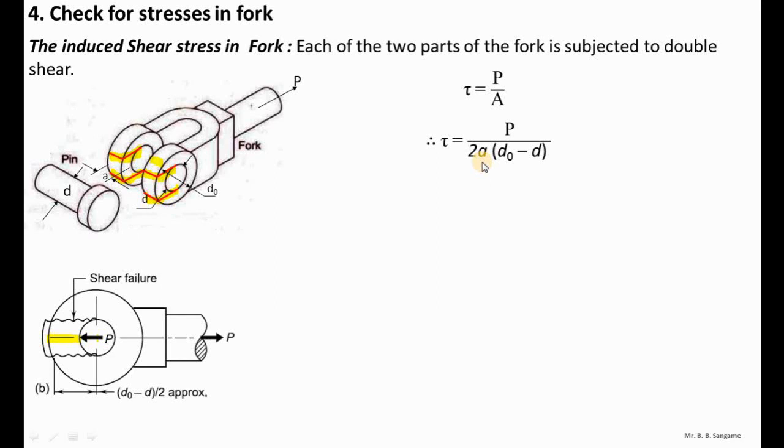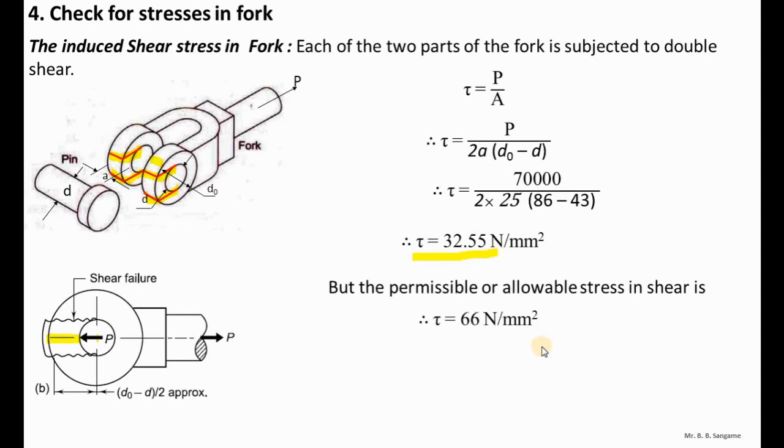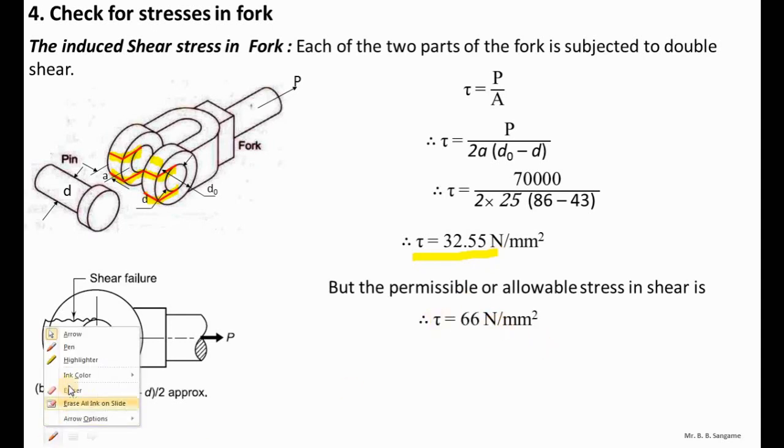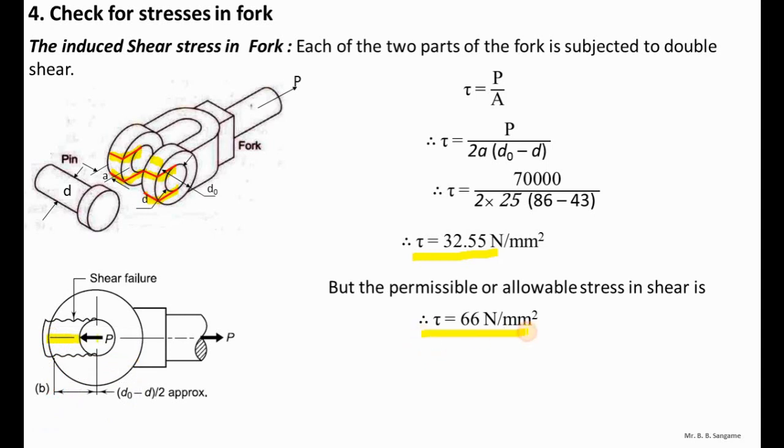Once again I am going to put in the value of A, which we calculated from the empirical relation. We have the value of DO, the value of D, and the force, which is 70,000. So we can calculate the induced shear stress. As per calculation, I found that the induced shear stress is 38.55. This is the induced shear stress, and the permissible stress is 66 Newton per mm square, that is the maximum allowable shear stress. For the dimensions of DO, D and A, the induced stress is less than the permissible one, so our design is safe in shear for the eye.